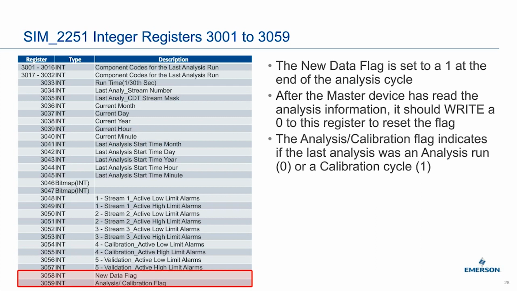And then when the next analysis cycle is finished, the GC will reset that to a 1 to say my analysis cycle is finished. The master device will look at that change, say, okay, I've got new data now. Now I'll go and read all that information on the analysis cycle. And then the analysis calibration flag, if it's an analysis run, it will show a 0, and a calibration cycle will show a 1.